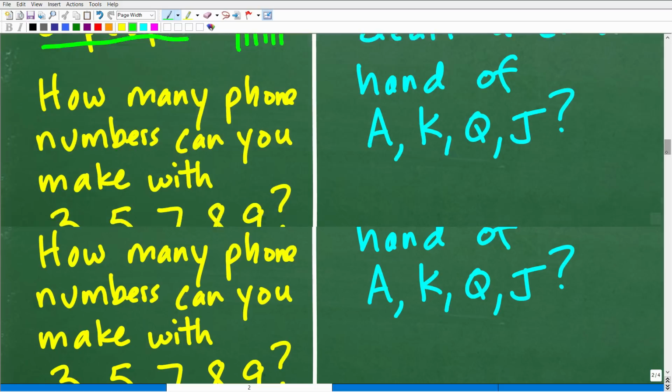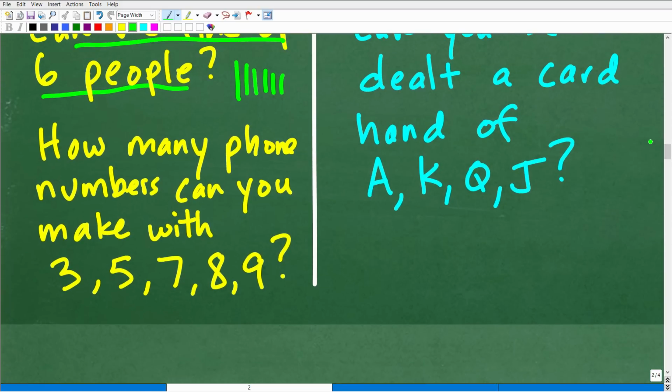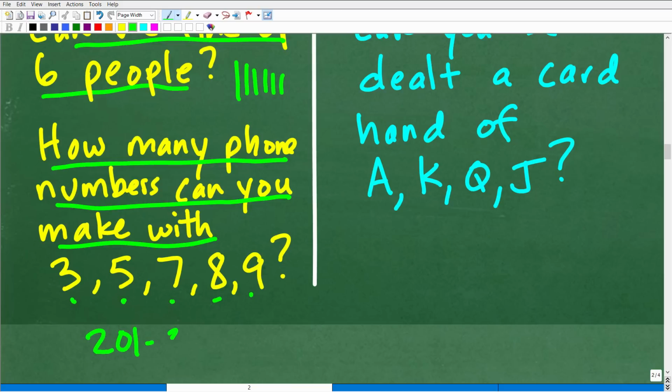Let's take a look at another question that's a permutation where order is important. Something like this: how many phone numbers can you make with the numbers 3, 5, 7, 8, and 9? Let's say you have a number like 201-333, a 9-digit number, I don't know, 2011, right? So how many phone numbers could you make given these? Now, of course, order is important, because the digits have to be in a particular order. So to answer a question like this, you're going to be thinking permutations.